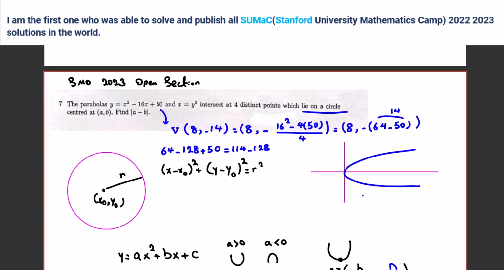Yeah. Okay, 8 and negative 14 will be some point here, right? Yeah. And the roots are what? The roots are positive or negative? Or one positive, one negative? Positive. Both of them positive, because product is positive and sum is positive. Sum is negative b over 1, 16, sum is 16, product is 50, right? Yeah. So it will be something like this, right? Yeah. So we have 4 intersections that they lie on a circle, right? Yeah.